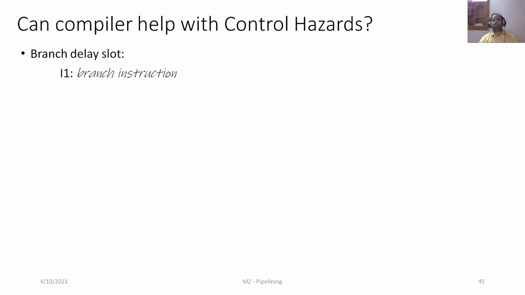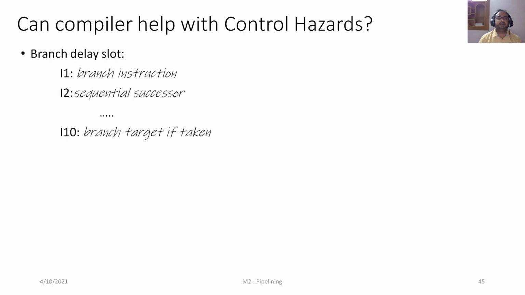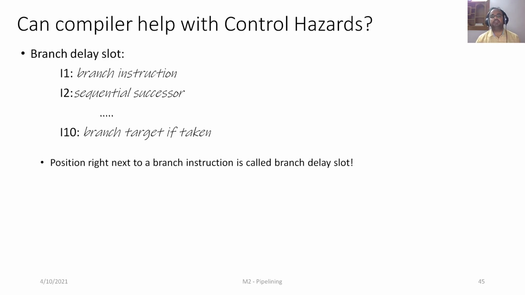So let's say we have a branch instruction I1. Following that, we have the next sequential instruction, which can be called the sequential successor. If the branch was supposed to be taken, then probably we will have the target as, let's say, I10 here. The branch target could also be somewhere before, of course I started with I1, so I cannot go to negative numbers. But it still has the sequential successor, whether it is a forward branch or backward branch. So the position right after this branch instruction, that is the sequential successor, is called the branch delay slot.